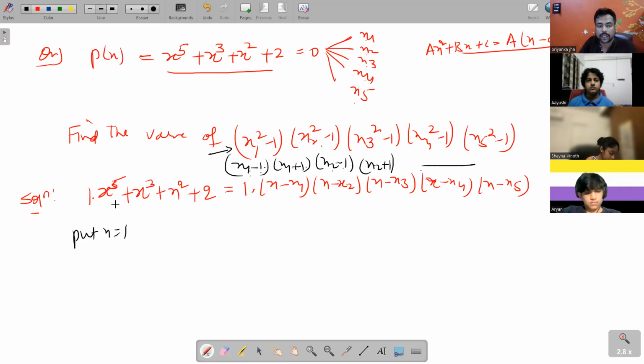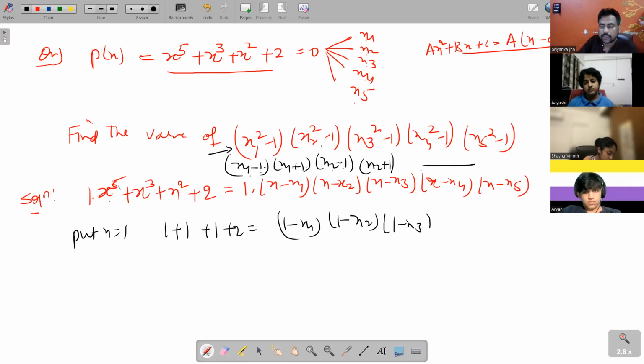If I put x equal to 1 here, 1 raised to 5 is 1, 1 raised to 3 is 1, 1 raised to 2 is 1, plus 2. That is, you get x minus x1 into... I am putting x equal to 1. So 1 minus x1, 1 minus x2, 1 minus x3, 1 minus x4, 1 minus x5.